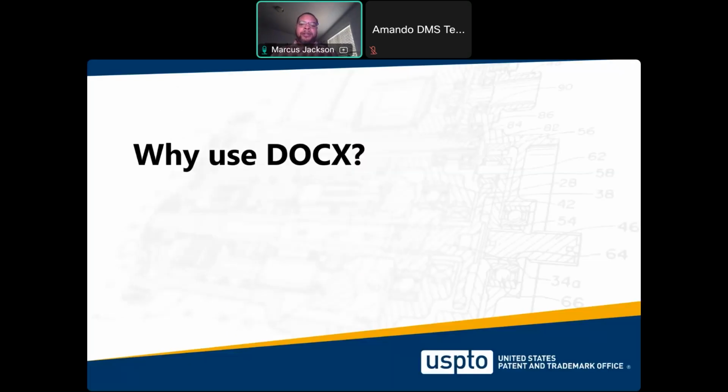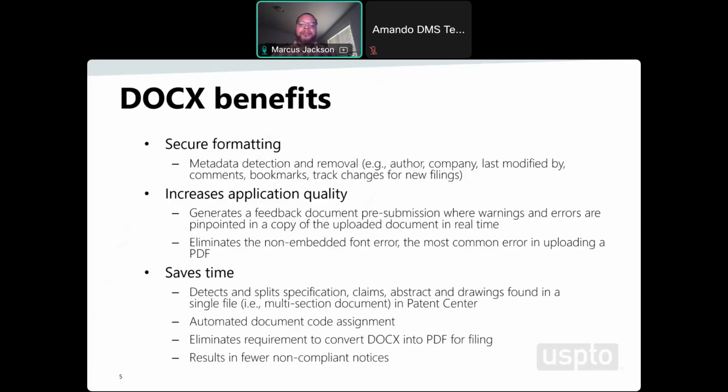The next topic we'll cover is why use DocX. This is a list of some of the benefits for filing in DocX. Filing in DocX features secure formatting. So Patent Center has features like metadata detection and removal. So things like the author, the company, last modified by, comments, bookmarks, track changes are removed automatically for new filings.